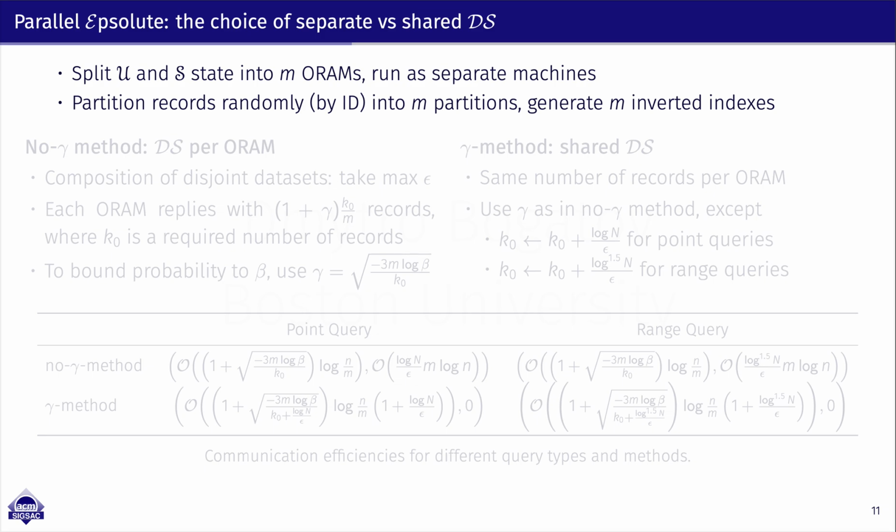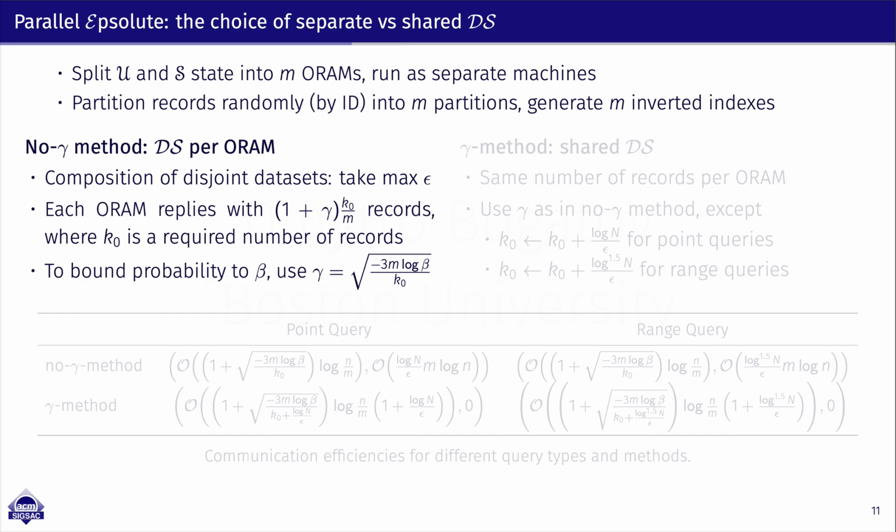We go a level higher and present parallel Epsolute. The idea is to split the states among M ORAMs, and from here on we will abuse the term ORAM a little and call the respective server storage an ORAM. Then we need to partition records by the hash of their ID and generate M indexes.